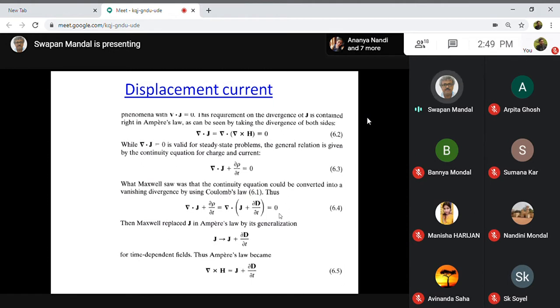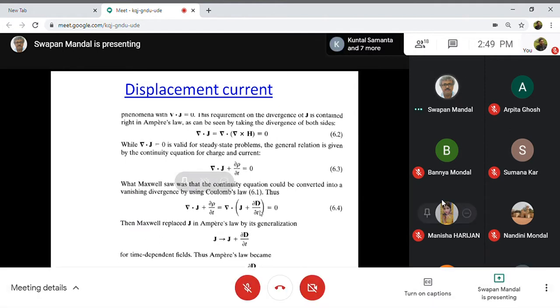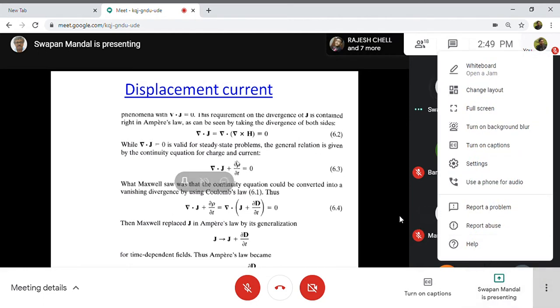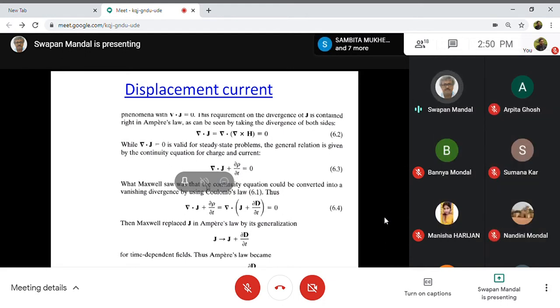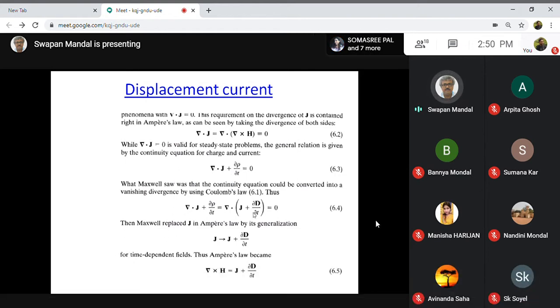So you just compare with your earlier Ampere's law. In that case, in Ampere's law, ∂D/∂t was not there. So ∂D/∂t is taking care of the equation of continuity. Actually, this term is contributed by the equation of continuity. In other words, this equation is more perfect and it takes care of the equation of continuity also.